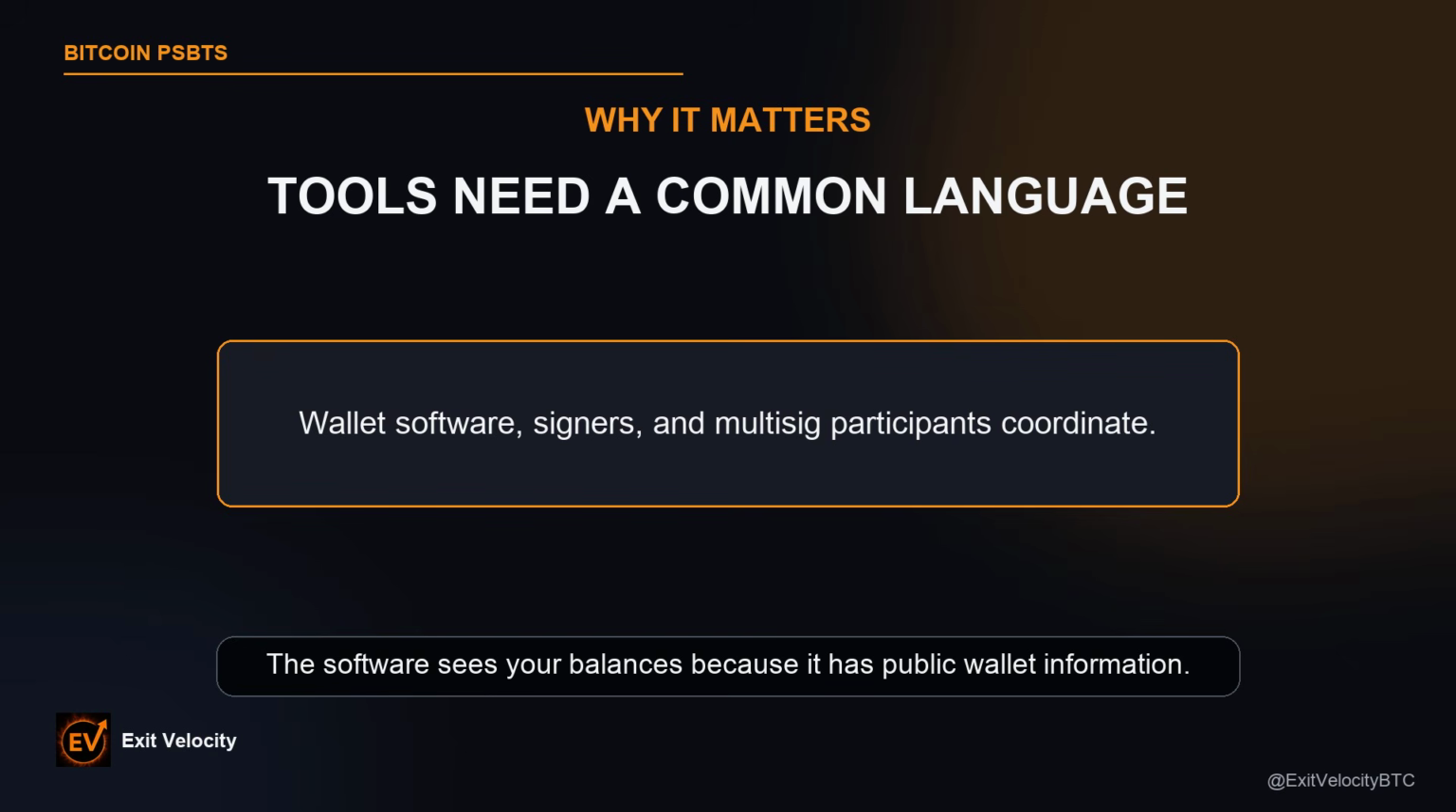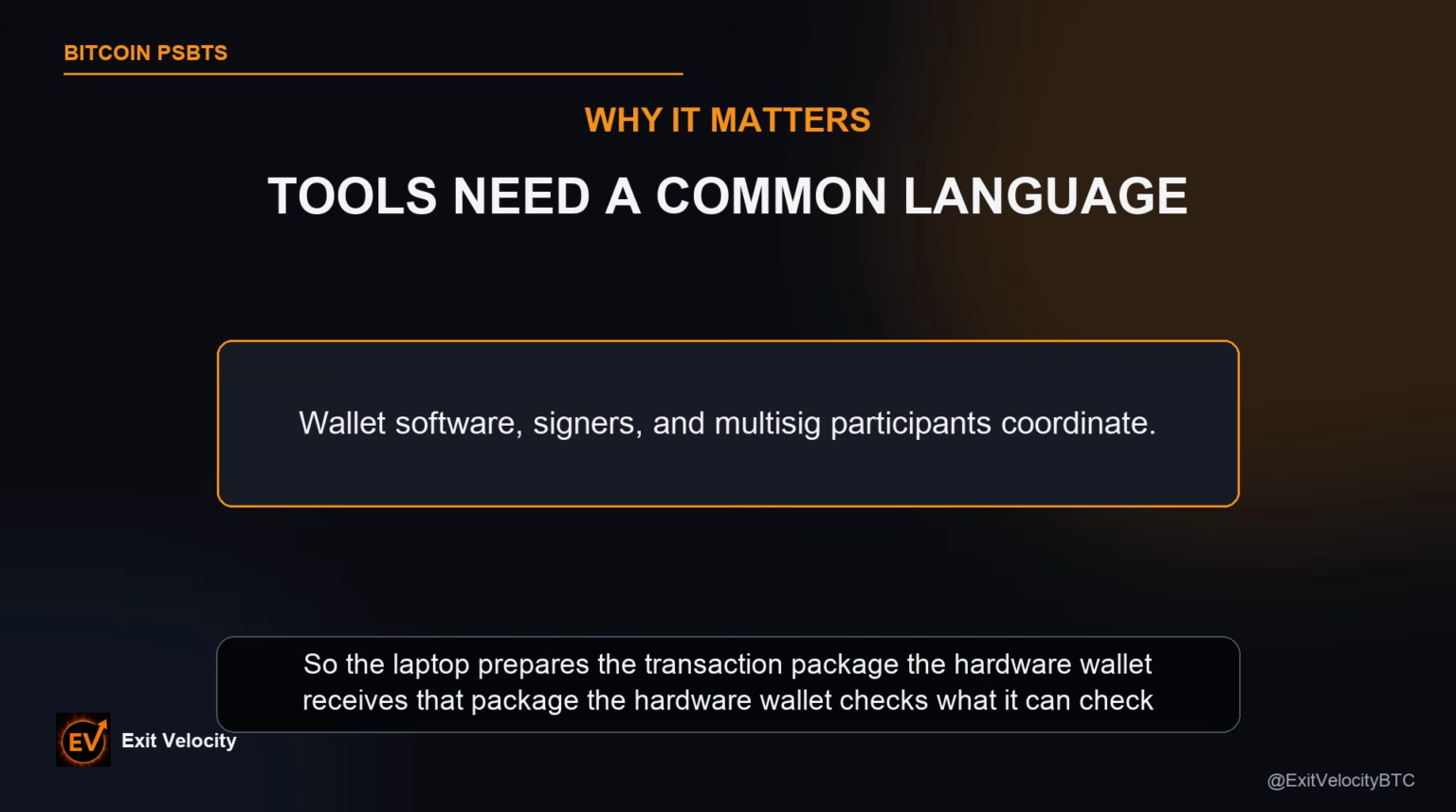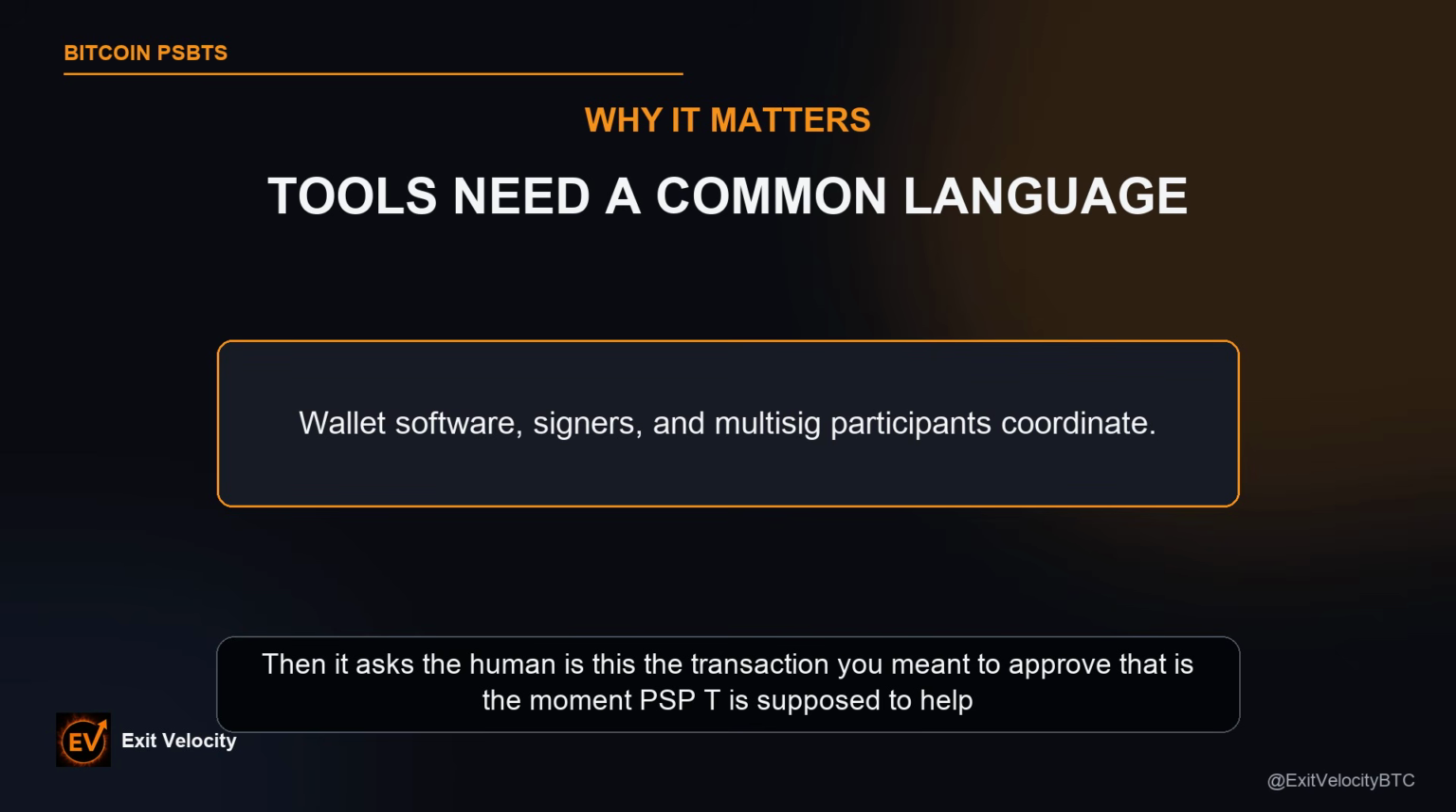This is where beginners often get lost. They hear partially signed and imagine a half transaction floating around dangerously. The better model is the transaction is being assembled in stages. Before enough valid signatures exist, it cannot spend the coins. After enough signatures exist and the transaction is finalized, it can be broadcast. So the PSBT stage is where review matters most. It is the checkpoint before authority becomes movement.